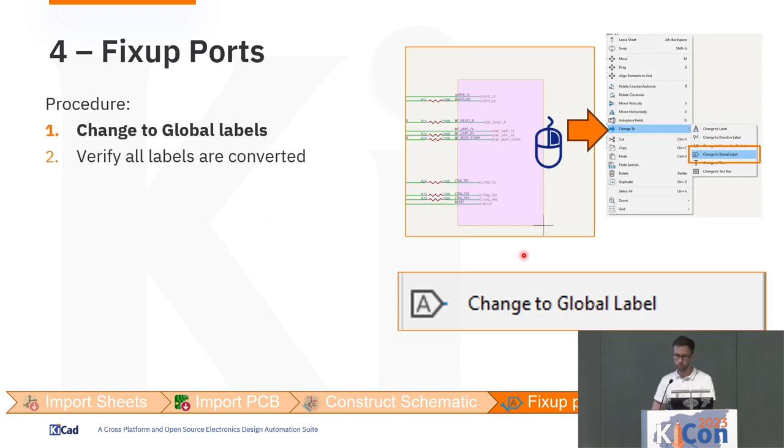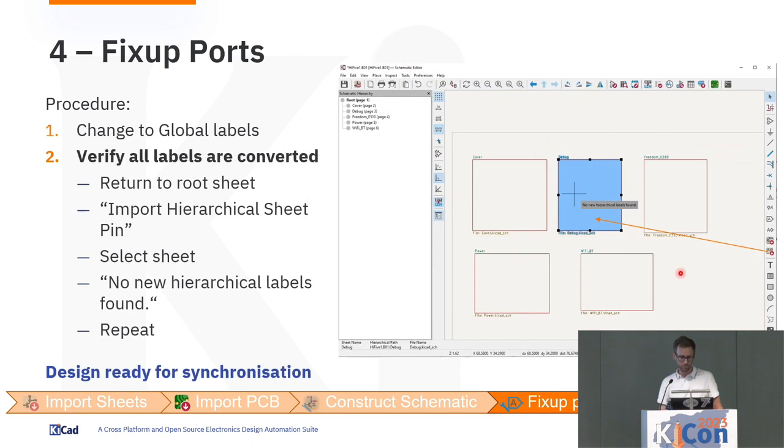So that's quite easy to do. We have a tool to do this. You go through your sheets, you select your labels, and use the change to global label tool. So right-click, change to global label, and you just go through all the sheets until you've done all of them.